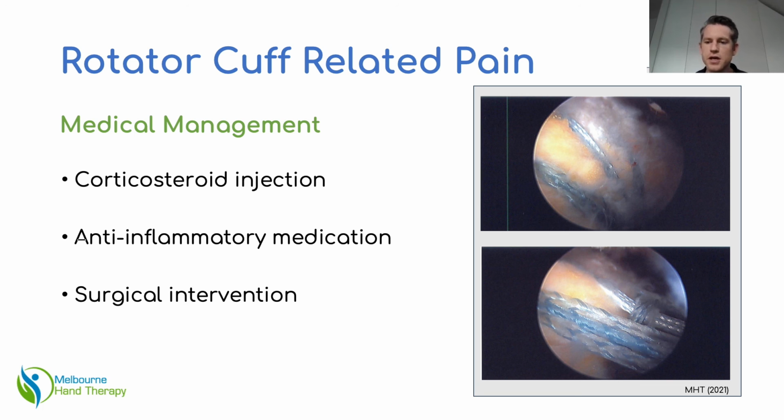Surgical interventions, depending on the age of the individual, the extent of the tear, and the extent of their limitations and symptoms, a surgical repair may be required. For example, a younger individual with a full thickness tear may be an excellent candidate for surgery. For an older individual, often a trial of conservative treatment is recommended.